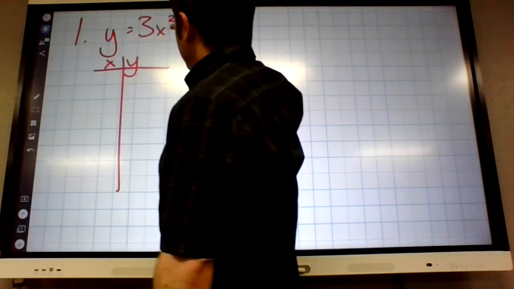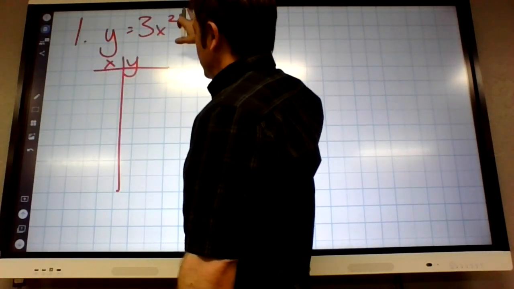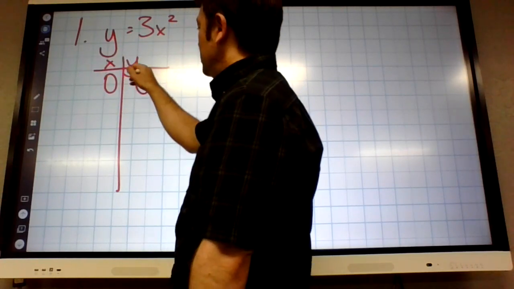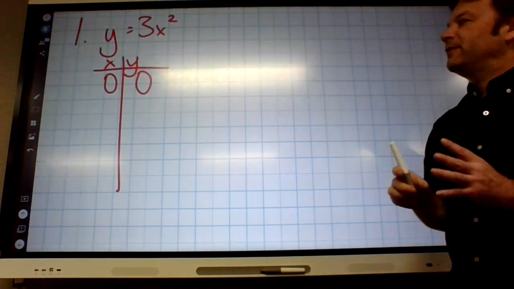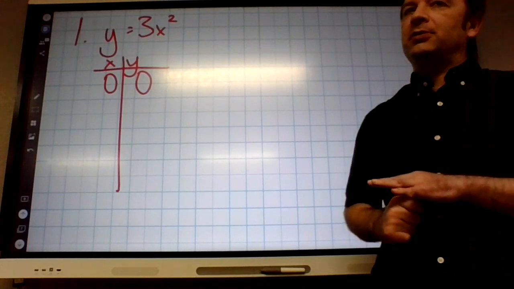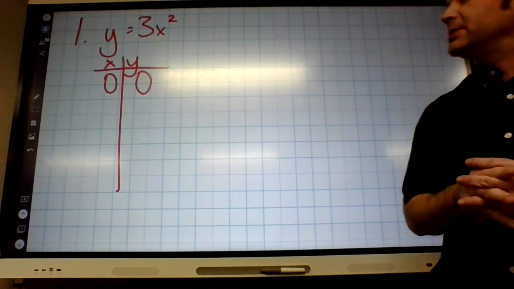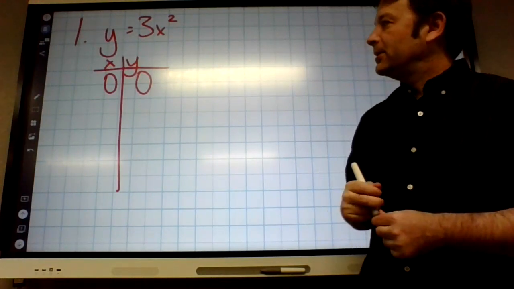Well, there's no plus or minus out here. What's that 3 going to do to the graph? Steeper. Makes it 3 times steeper. But the vertex is still going to be at 0, 0. Once you find the vertex, it kind of makes it easier to graph the rest of it.